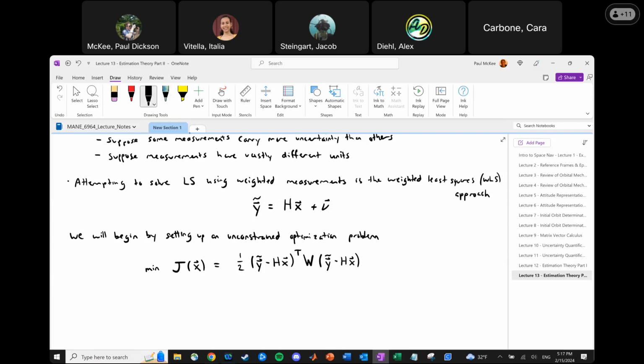Okay, W is a symmetric weighting matrix, and it's typically diagonal. In fact, I've only ever seen it diagonal. So this is where you, the operator, can choose to tune. We want the weight on the first measurement to be twice the weight on the second measurement because we trust it twice as much. This is kind of your tuning parameters, right?